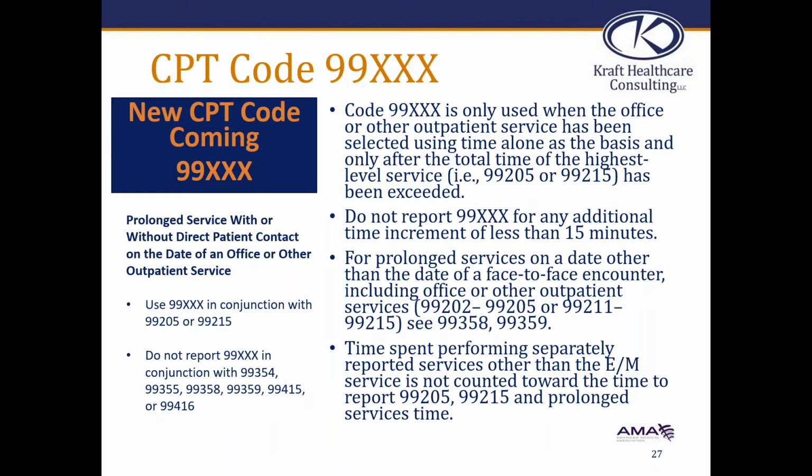It's prolonged services on a date other than the date of a face-to-face encounter, including offices. You look at the 358 and 359. Time spent performing separately reportable services other than E&M is not counted toward the time for 99205 and 215 and the prolonged services time. Again, those are separately reportable. You can't bill twice for the same time.